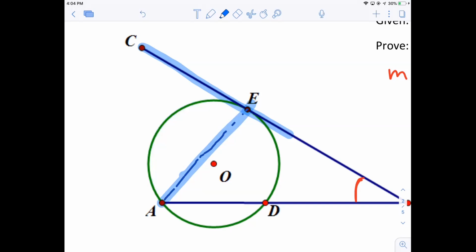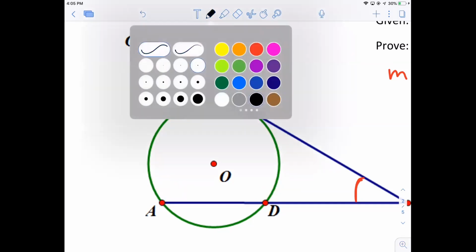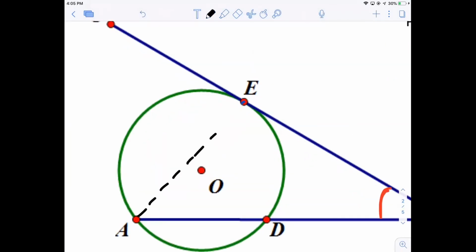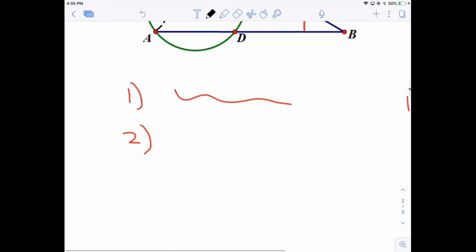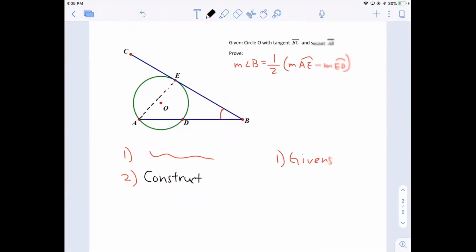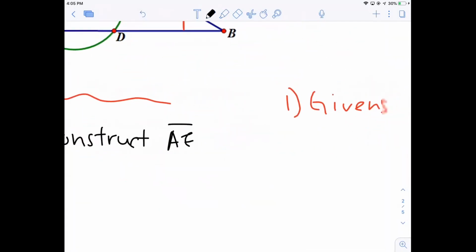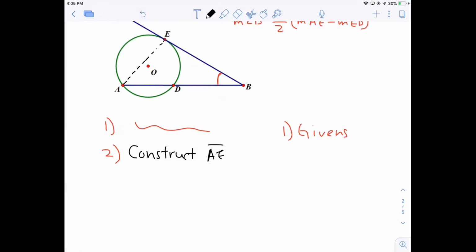And also when we draw AE, we've also created an inscribed angle here, right? And don't we know inscribed angle A is going to be half the measure of ED? Both of those angles involve the two intercepted arcs that are in our theorem. So this is a very good construction to make. My first step of this proof after the givens is going to be to construct this chord AE. And we all know the reason: between any two points, only one line segment can be drawn.